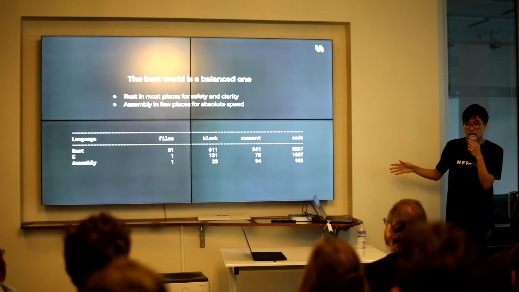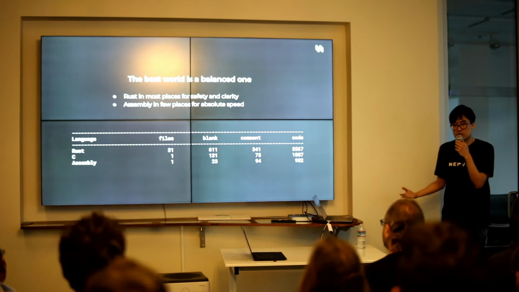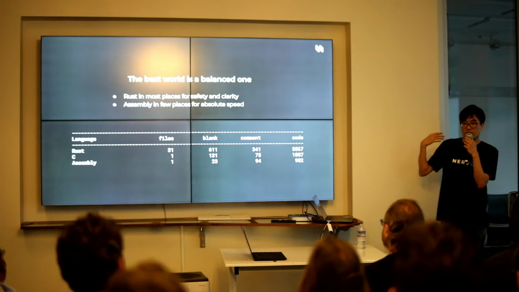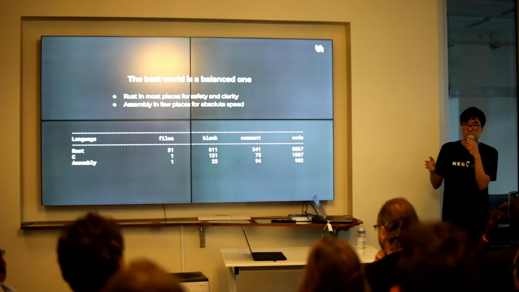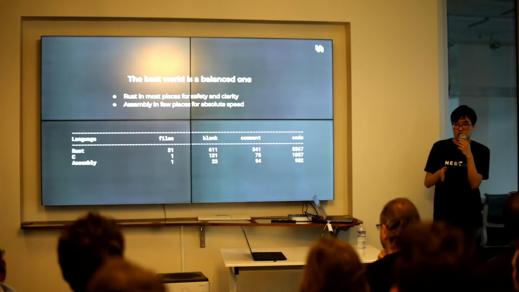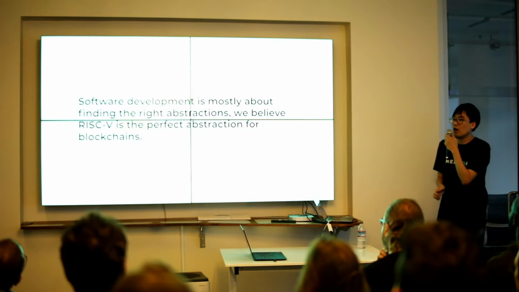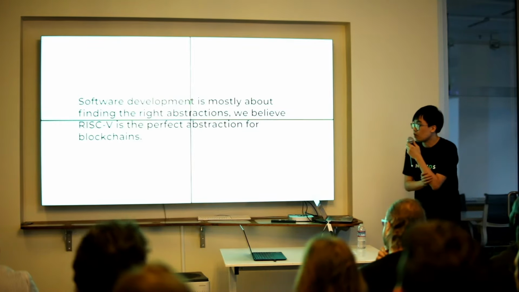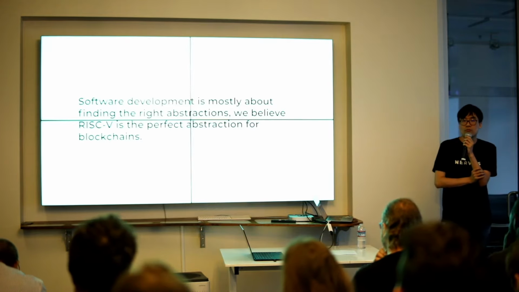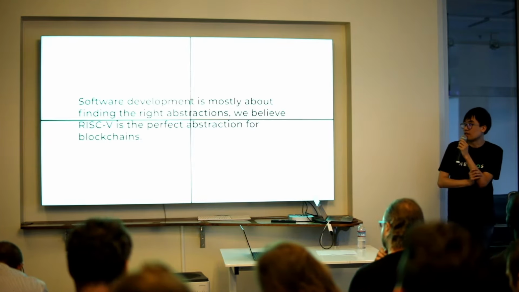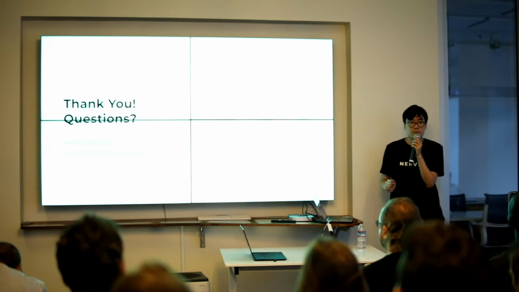As I mentioned earlier, we're not compiler experts. We only apply certain technologies, but we don't use very sophisticated technology like the LLVM case. But with the right abstraction, we can achieve the same amount of performance. So we believe that software development is mostly about finding the right abstraction. And for blockchain VM, we believe that Rust is the perfect solution. And that concludes my talk.